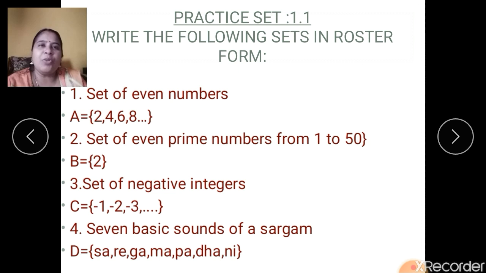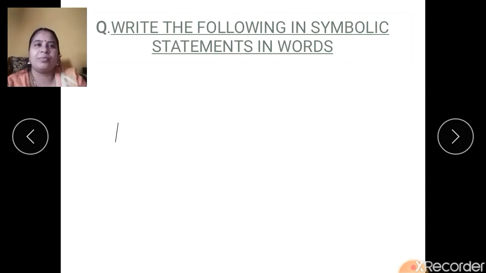So now from question number 1, I have covered I think 4 sums. There are few more which I would like you to do on your own and try it. It is similar type which we have just now done. Coming to next question. Write the following in a symbolic statement in words. Okay. The first one. Now I'll come to this symbol.